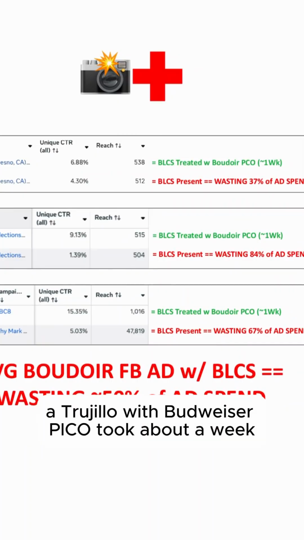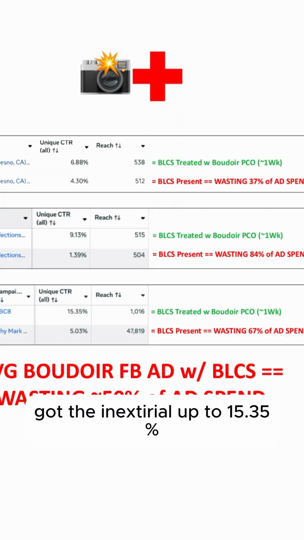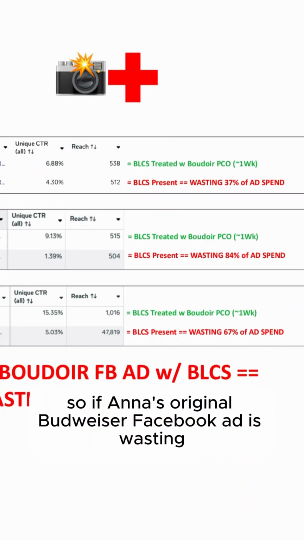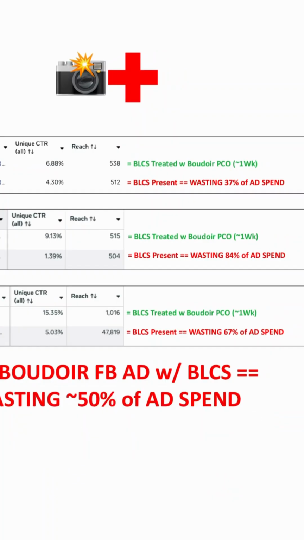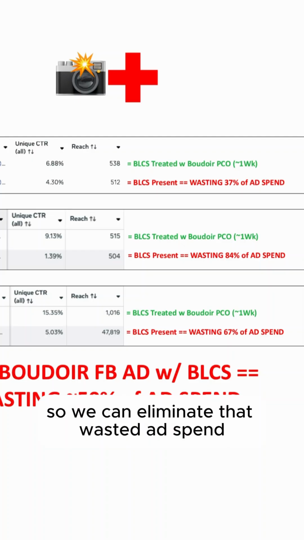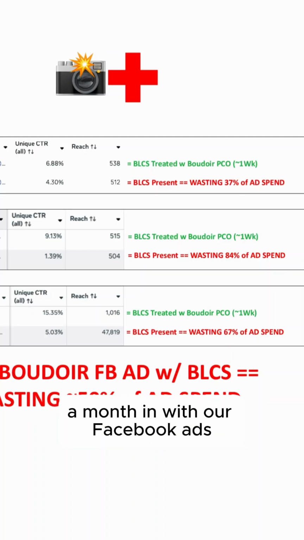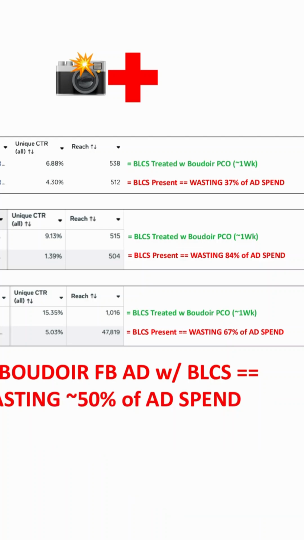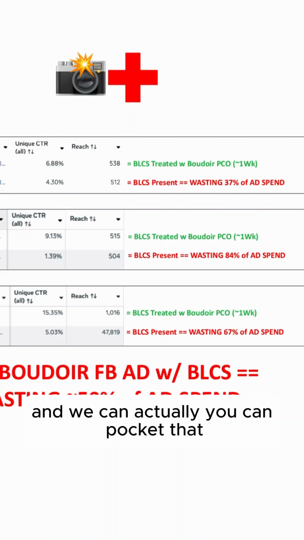Treated with Boudoir Pico, it took about a week, and got the unique CTR all up to 15.35%. So we found out his original Boudoir Facebook ad is wasting 67% of his ad spend. So we can eliminate that wasted ad spend. If you're spending 10 grand a month in Boudoir Facebook ads, we can eliminate that 6,700 bucks a month in wasted ad spend, and you can pocket that.